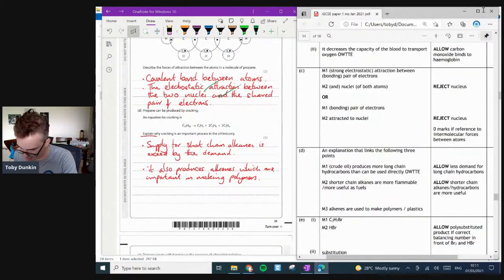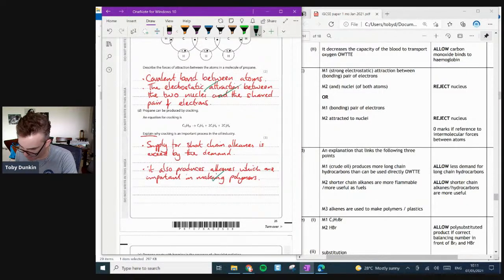Supply of crude oil produces more long chains than can be used directly. Less demand for long chains. Darn, I think I get that one. It's 3 marks. Shorter chain alkanes are more valuable, more useful. Shorter chains are more useful. Alkenes are used to make polymers. Darn it. Supply versus demand.